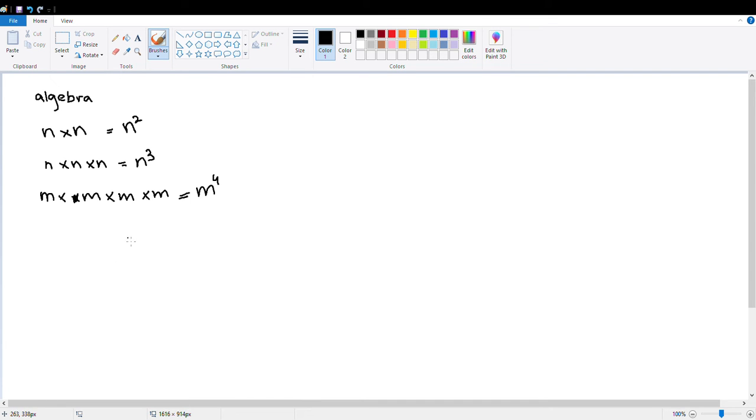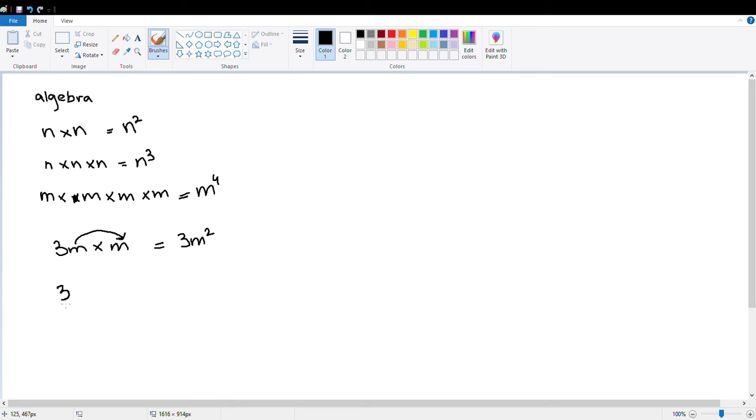Now similarly, if we have 3m multiplied with m, so m is going to be multiplied with another m. So it will obviously become m square, and the 3 will be carried along as well. So it will become 3m square.